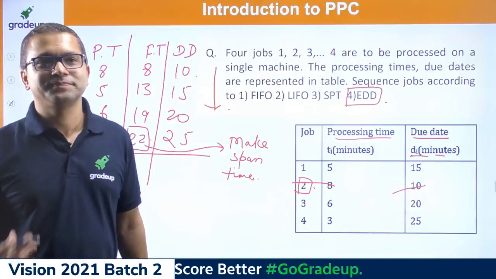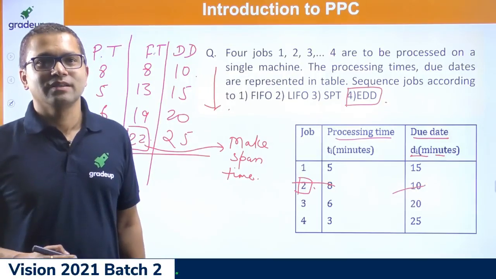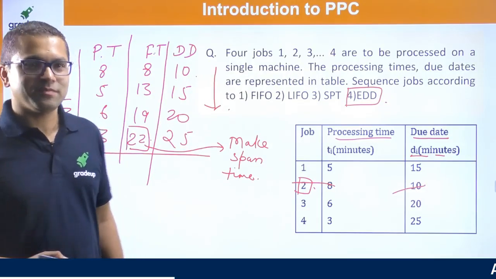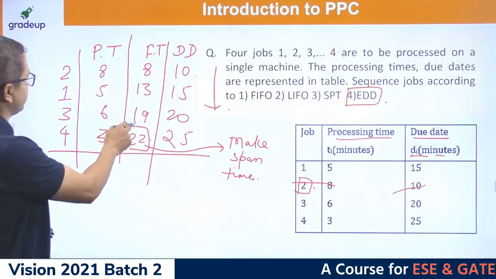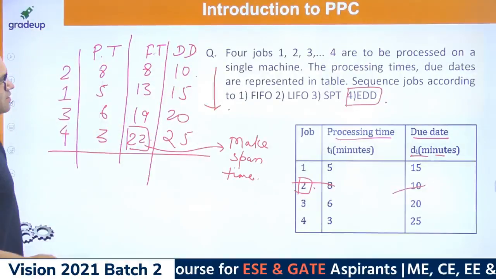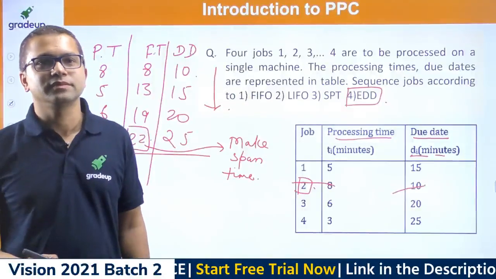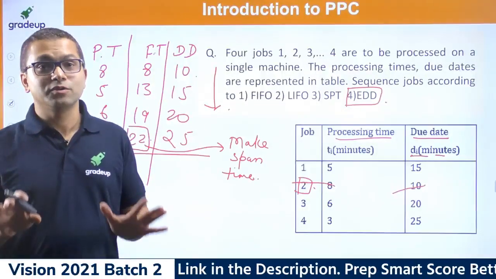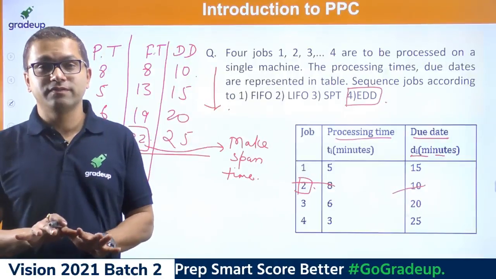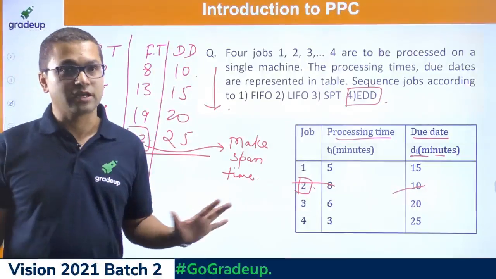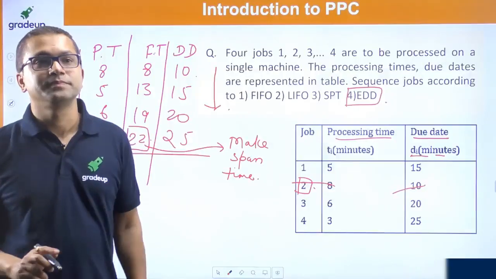So let's do this. Make span time means, Shubham, that after 22 hours, every one of these jobs is going to be finished. That's all. That is the meaning of make span time. I'm going to repeat it: after 22 hours, every job is going to be finished.